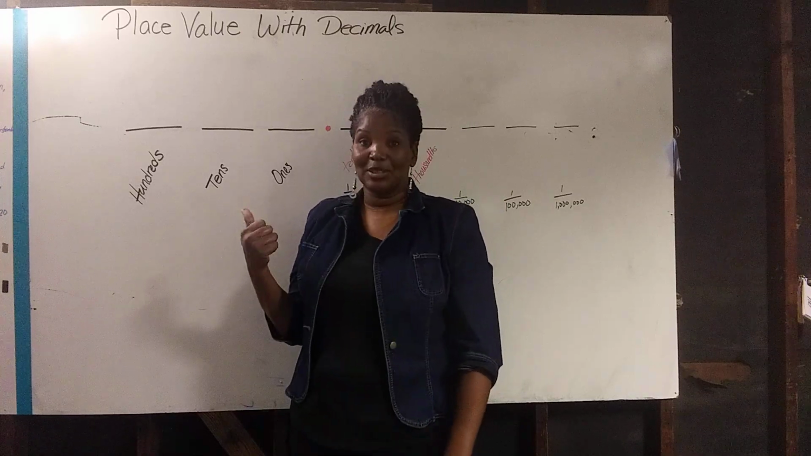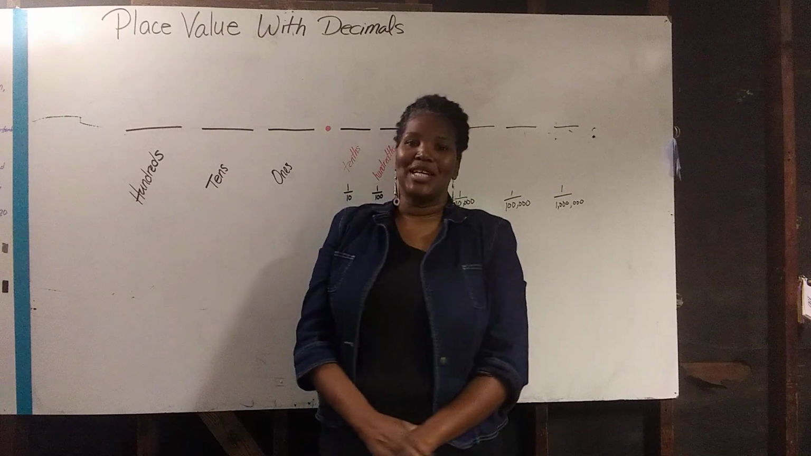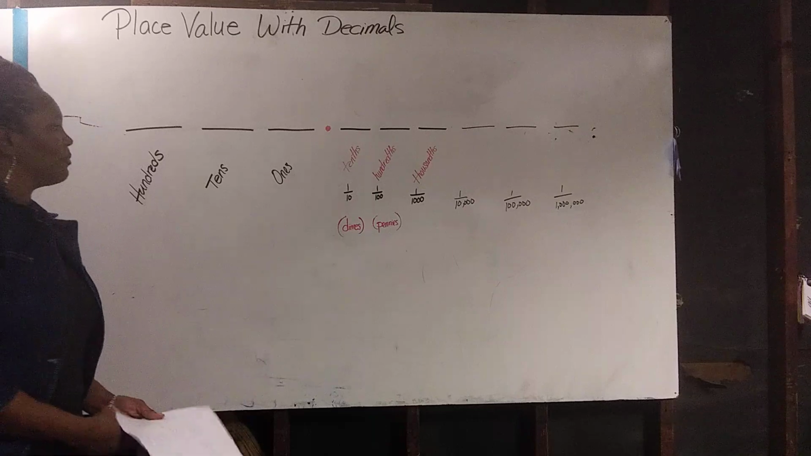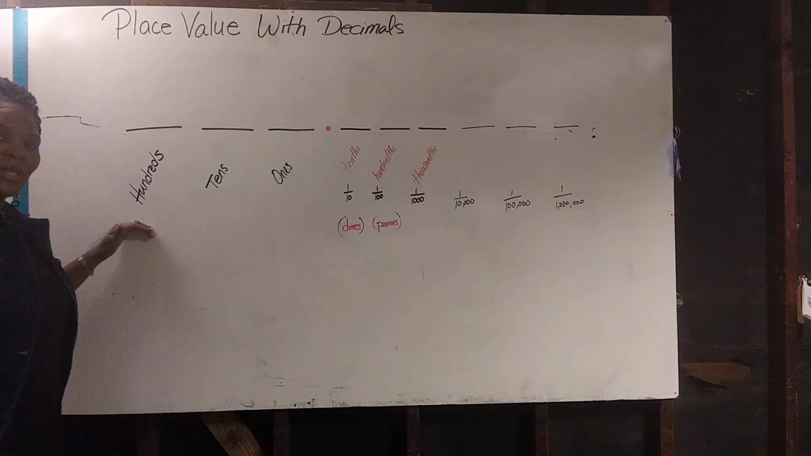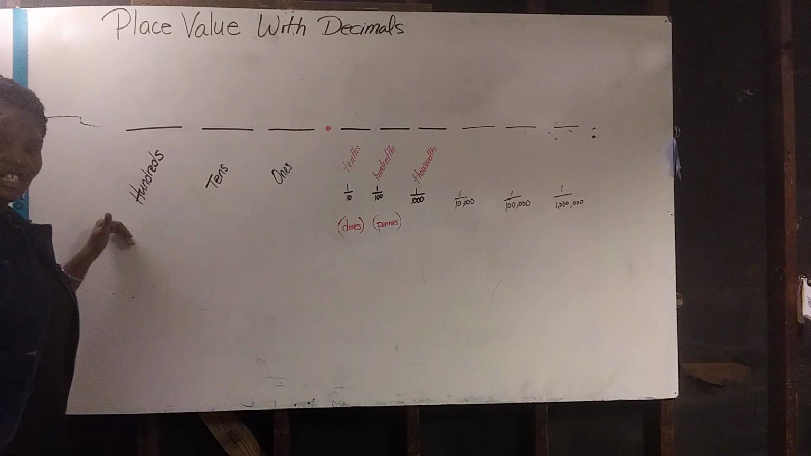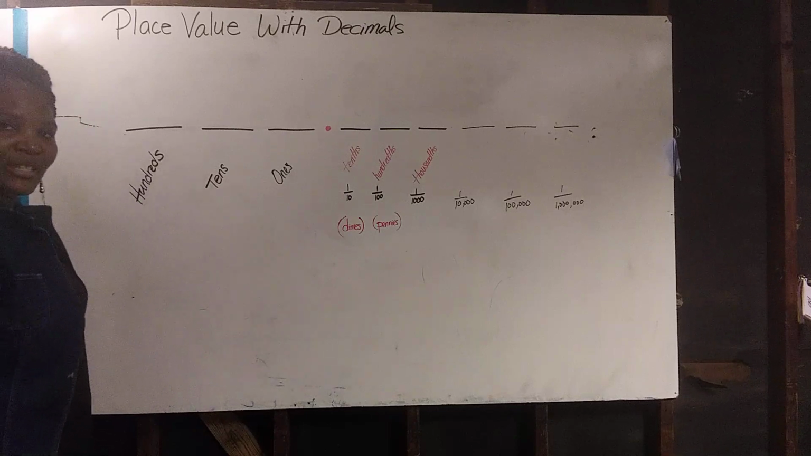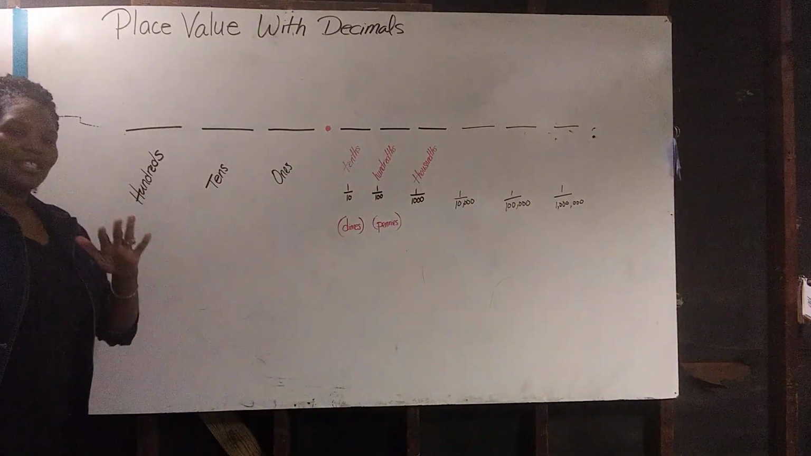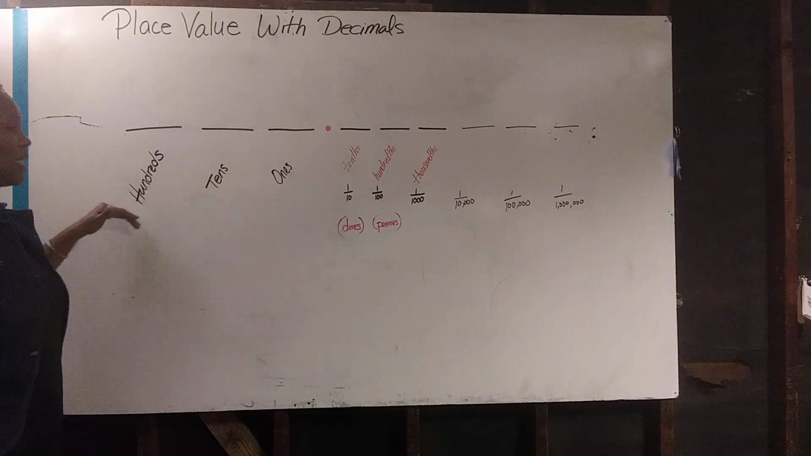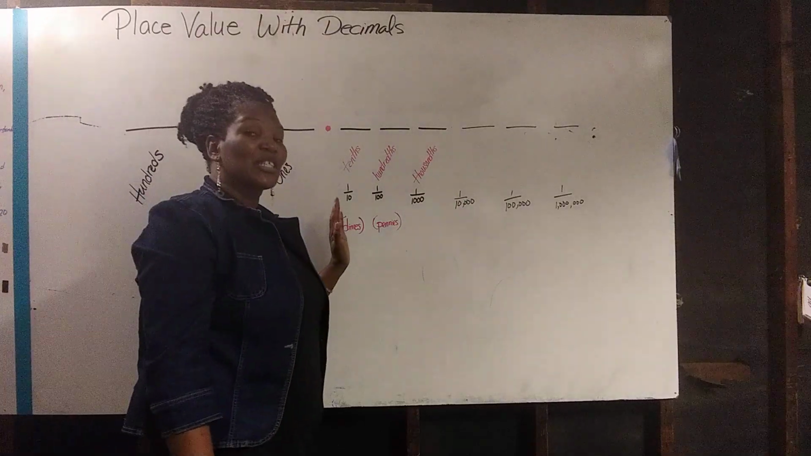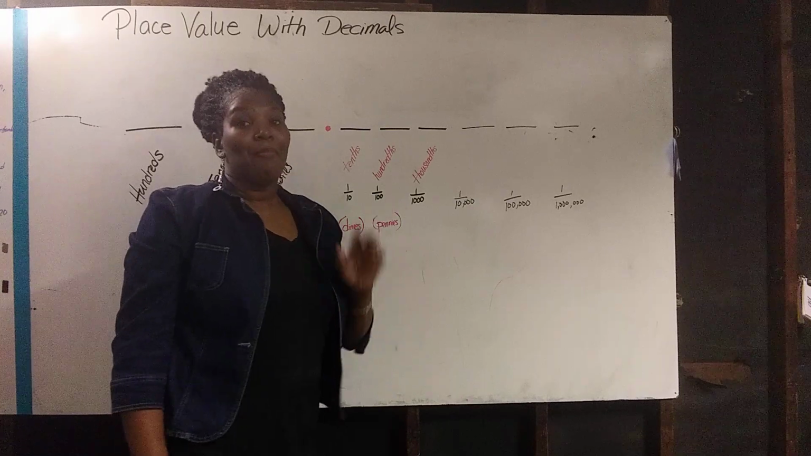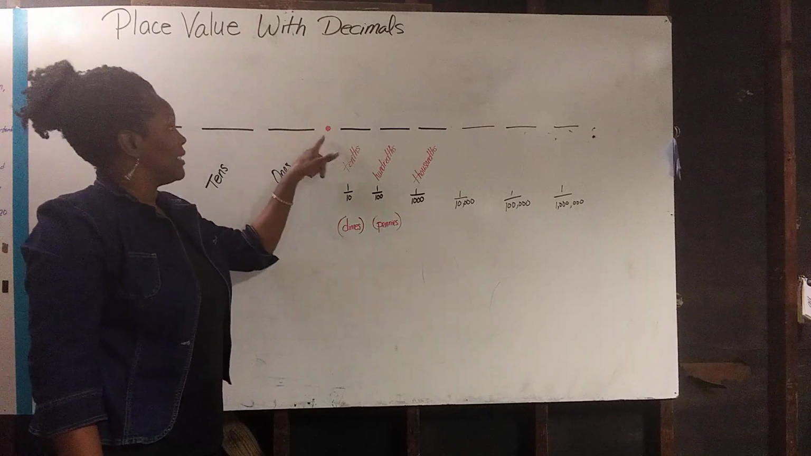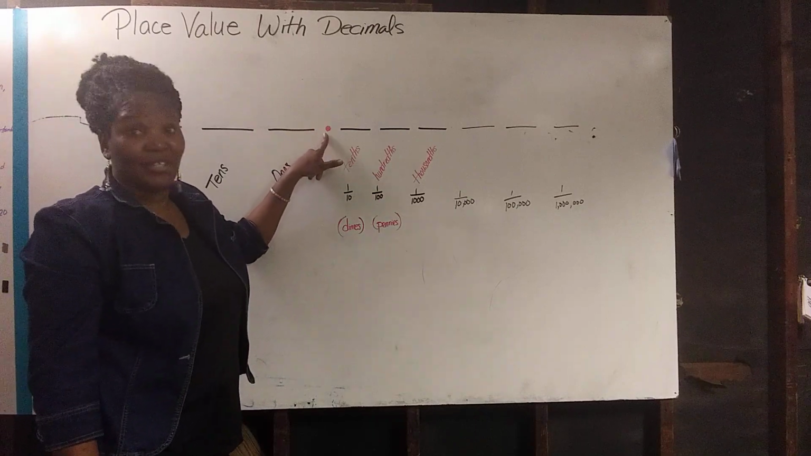So, let's get started doing place values with decimals. Just to review a little bit, we already know the units places, which are ones, tens, hundreds. We could keep on going to thousands and millions and billions and trillions, but today we're just going to be working on ones, tens, hundreds, and we're going to be focusing on some of the numbers behind the decimal.